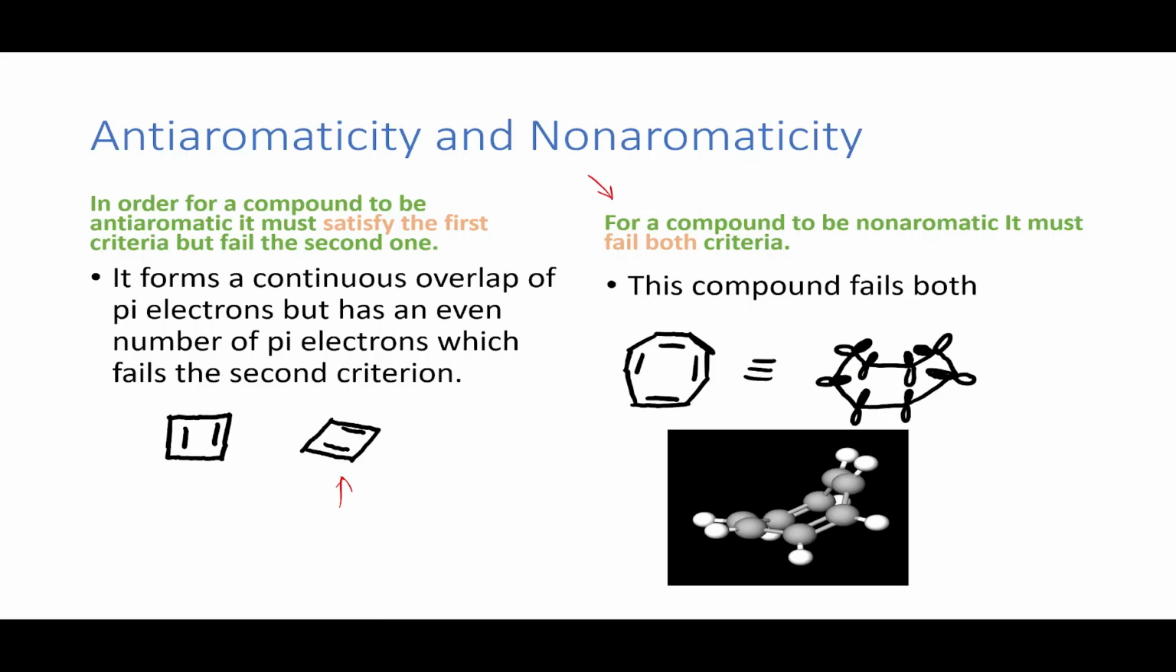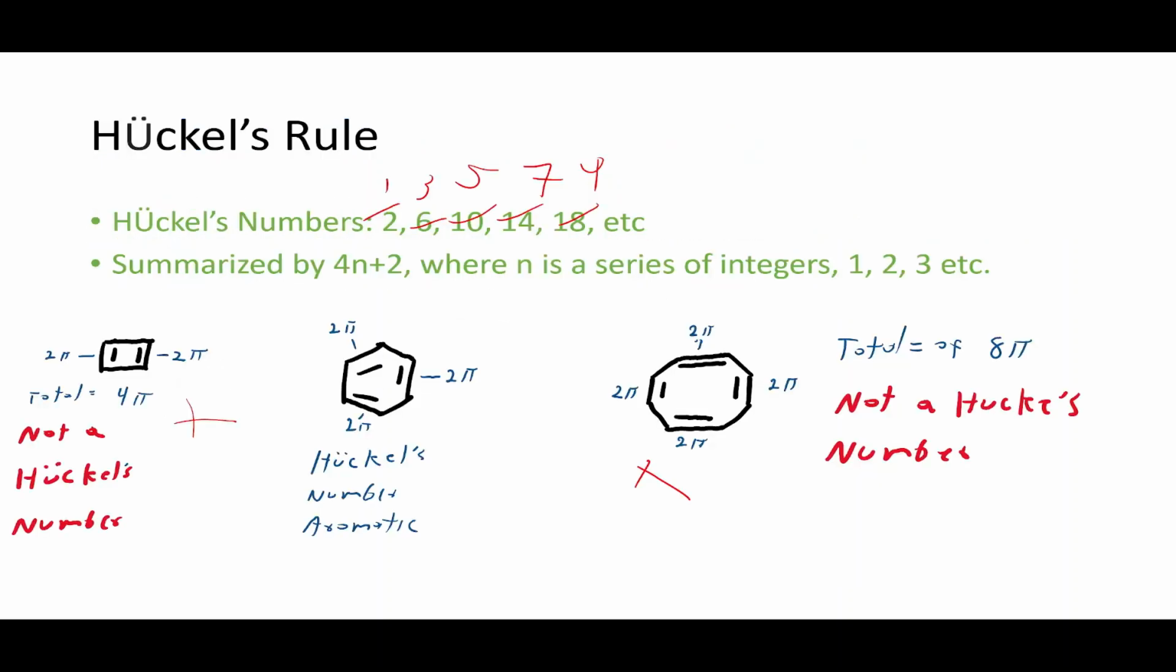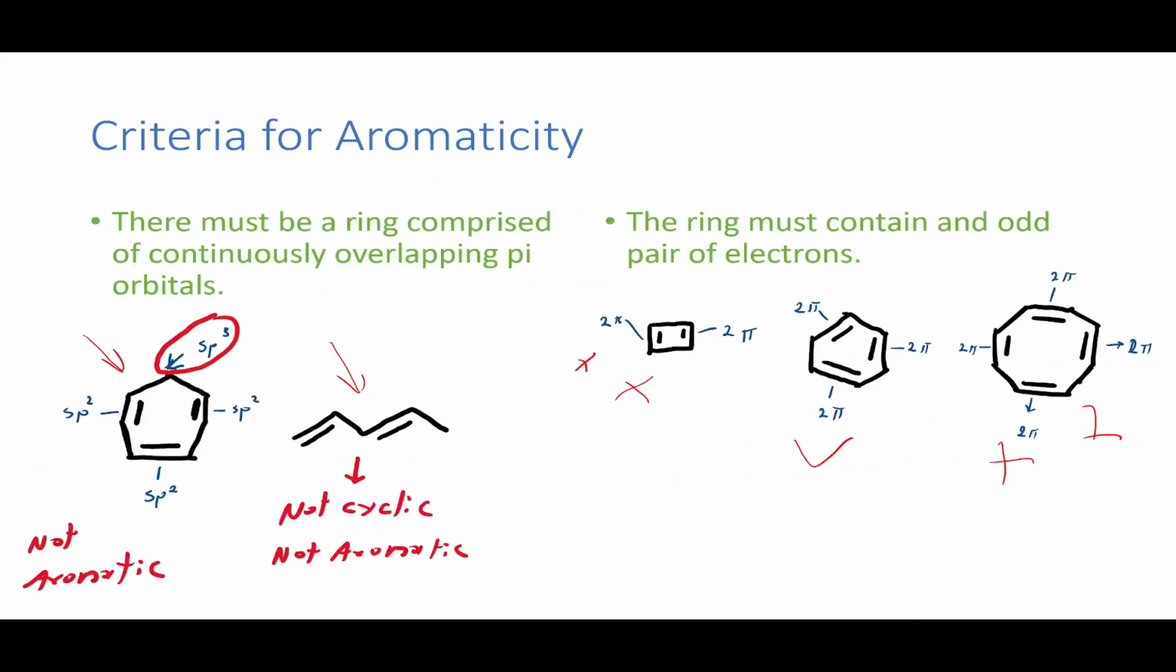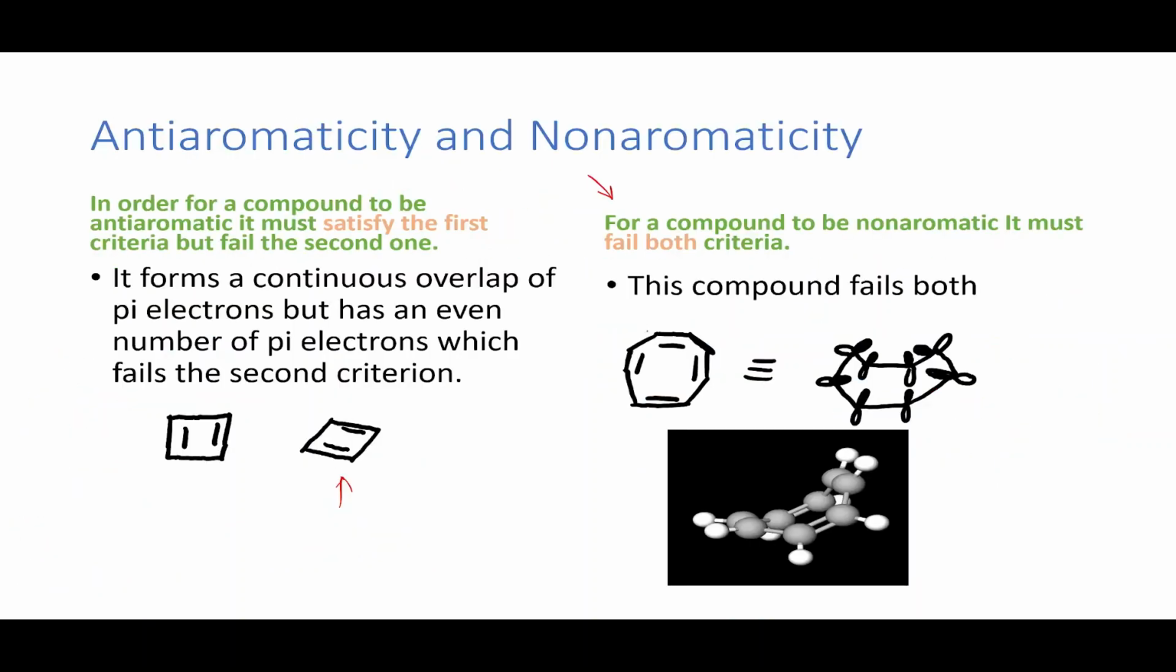So it fails that, and it also fails, as we saw before, the requirement that the ring must contain an odd number of pairs of electrons for it to be aromatic. And the pairs here are even: one, two, three, four pairs of pi electrons. So it fails both. That's non-aromatic, and it is not planar. And this one here is anti-aromatic. It is planar, it has conjugated electrons, but it fails Huckel's rule.